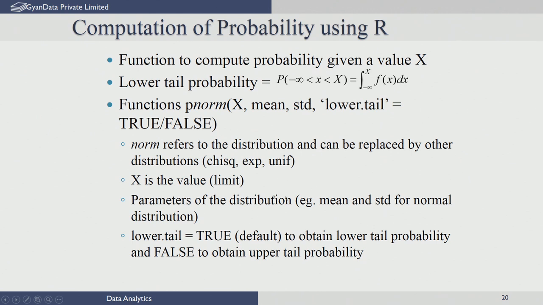Now the parameters of the distribution must also be specified for every case. In the normal distribution there are 2 parameters, but other distributions such as chi-squared may have one parameter such as the degrees of freedom, and exponential will have one parameter such as the parameter lambda and so on and so forth. As I said, lower.tail tells you whether you want the area to the left of x or to the right of x.